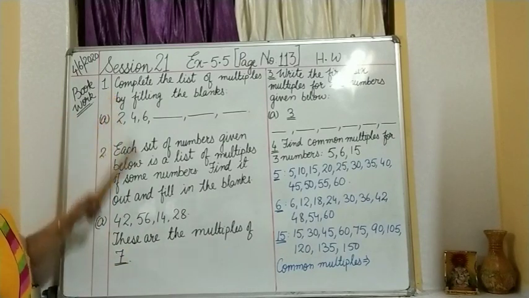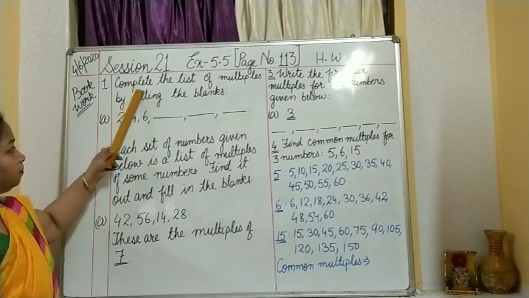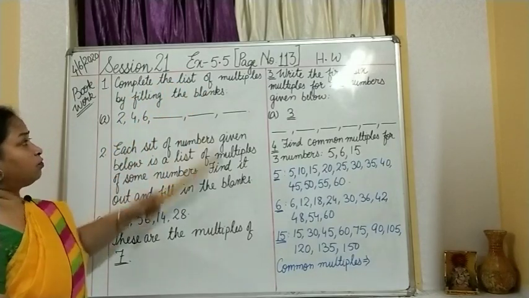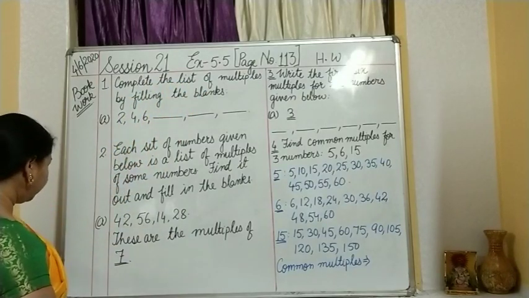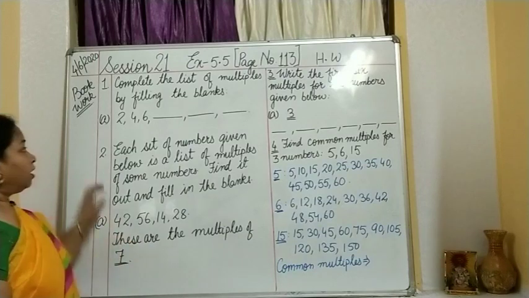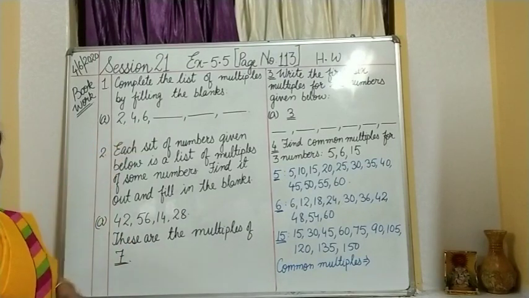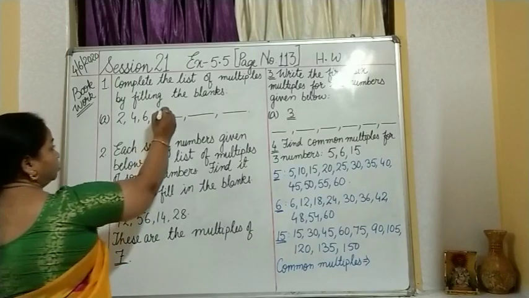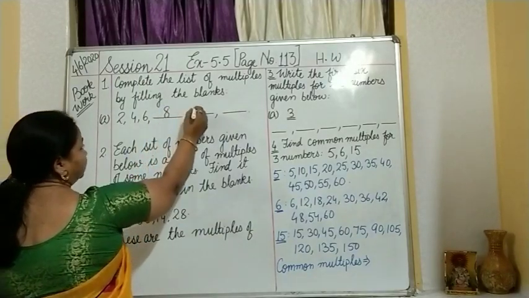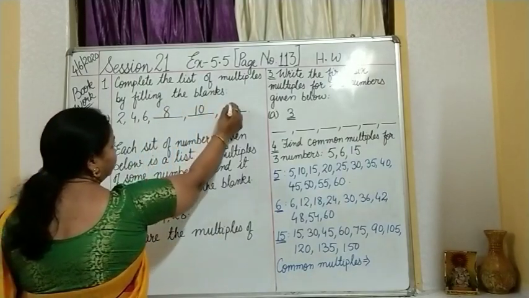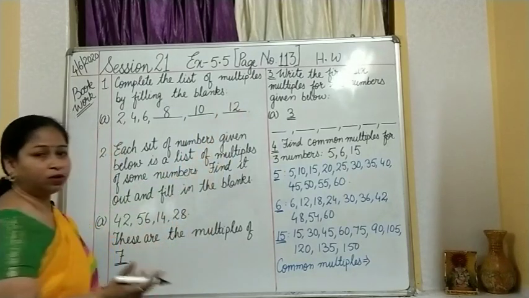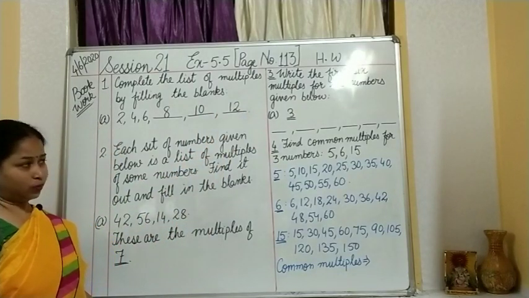So look at the first question. Complete the list of multiples by filling the blanks. Very easy, children. As you can see, 2 ones are 2, 2 twos are 4, 2 threes are 6. So what will be the next one? 2 fours are 8, 2 fives are 10, 2 sixes are 12. Over. So simple.